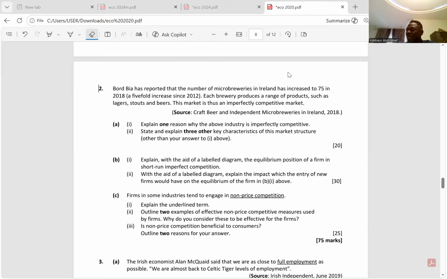There are different reasons why this market is imperfectly competitive. Number 1, there are many small firms in the market and none of them can influence the market price. There are many small firms in that market because they produce different products. So that means none of them can influence the market price. That is one reason why we can consider this type of market an imperfect competition. I think it's clear. Now go to the second question.